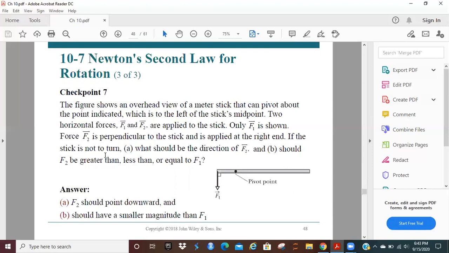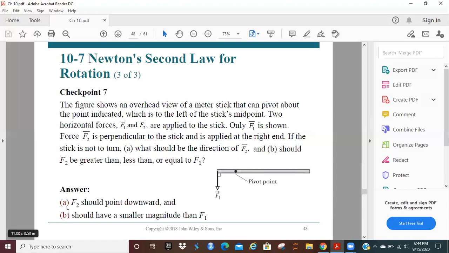So if the stick is supposed to not turn, in other words, remain stationary, what's going to be the direction of that second force? And should it be greater than, equal to, or less than the first force? That force should point down. It should point down because something is forcing this particular arm to go this way. You're going to need something to counterbalance what's going on over this way.